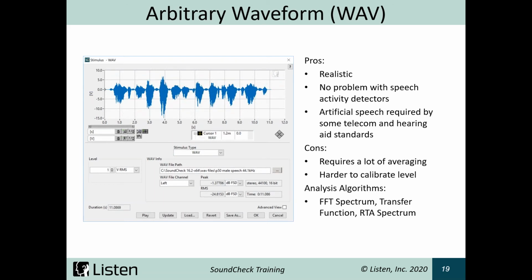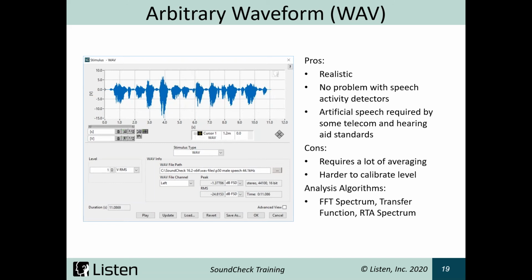SoundCheck also allows any wave file to be used as a stimulus. You can point to any file on disk that's a wave file, SoundCheck will read it, and play it out in your acquisition steps. For this, we're assuming you're pointing to either music or speech. And the pros for this is that it is realistic. This is what people often will actually be using in their devices, not just similar to it. So it's going to give the best representation of the end result of your device.